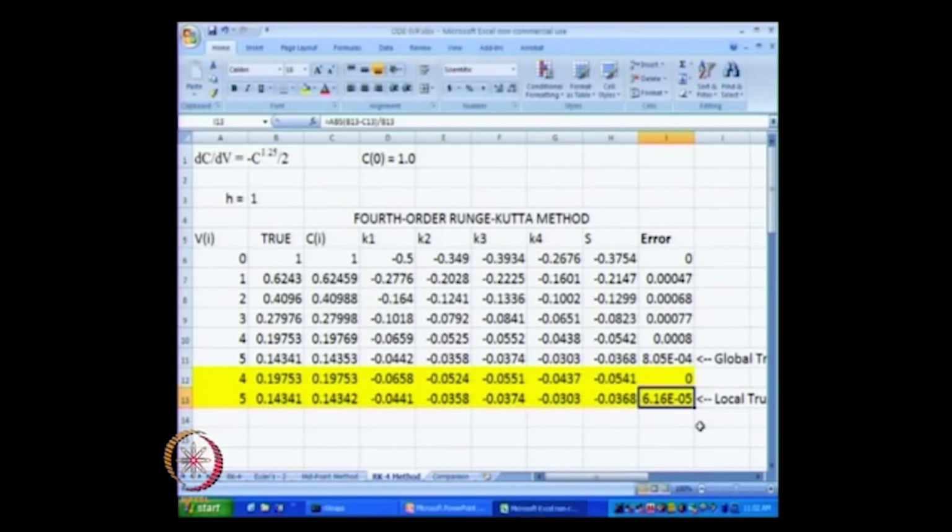So I will just go back to the board and discuss a little bit more about global and local truncation errors. I will not do the derivation, but essentially give you the results for the Runge-Kutta family of methods.